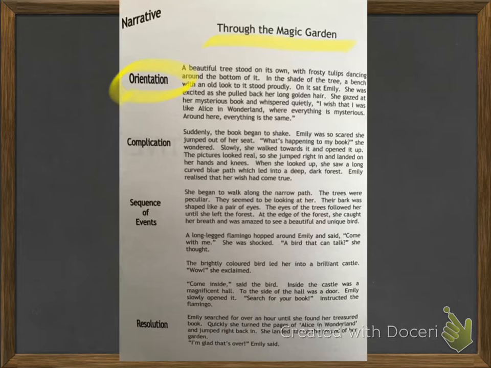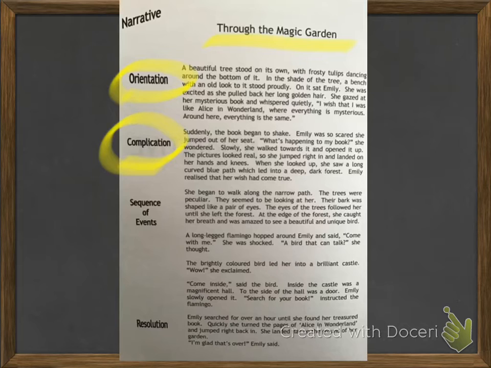So we get to learn a bit about Emily, where she's from, what she looks like, and maybe a bit of it leading us up to a bit of a problem here. It shows us straight away that she's a little bit bored. We move on to our complication, our problem.